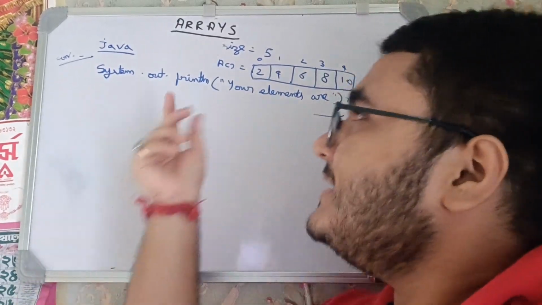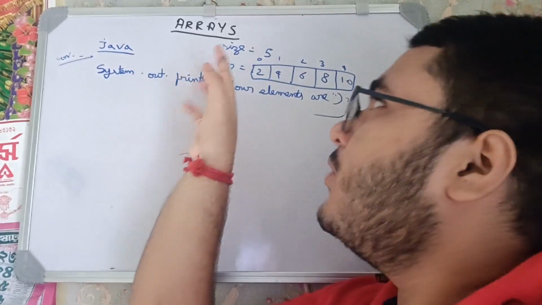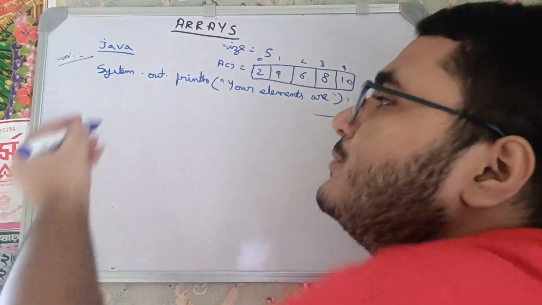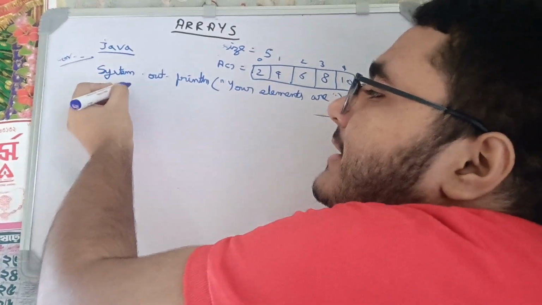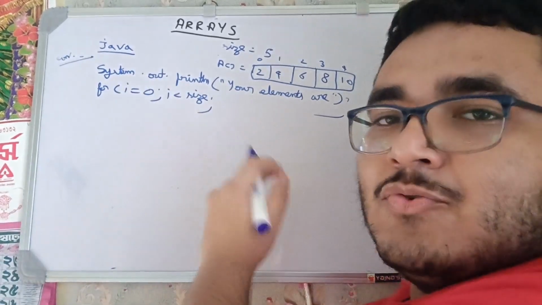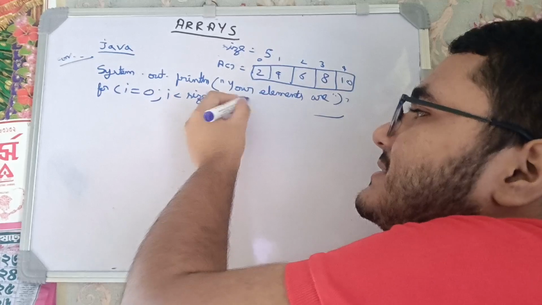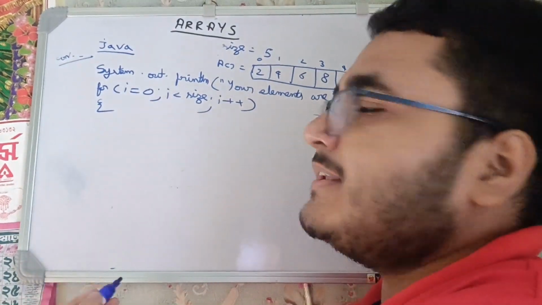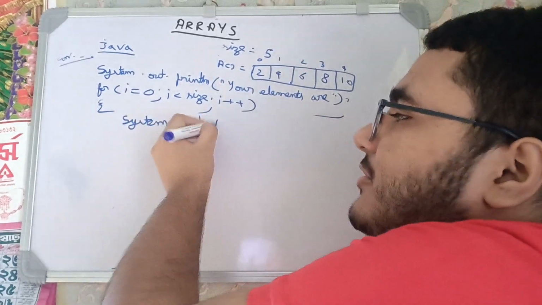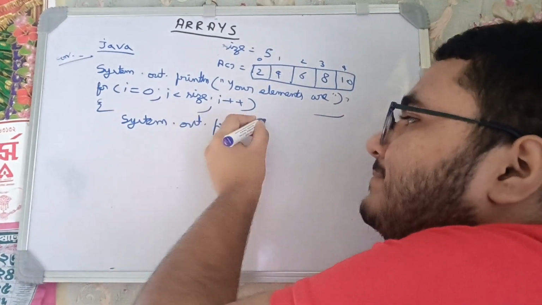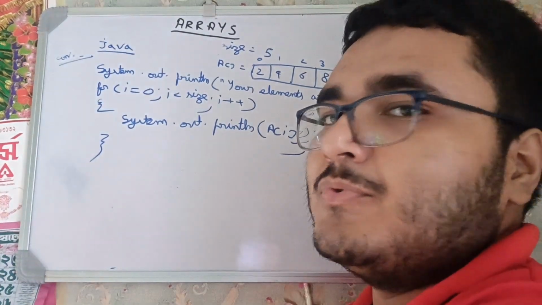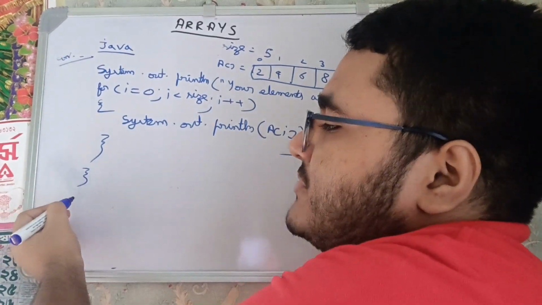So that means, if I am considering the size variable, whatever be the size, the loop will run up to size minus 1. It will start from 0 again. So the loop is going to start from 0: I is equal to 0, I less than size, right? Because it will go up to size minus 1, and I plus plus. Now simply display the values like this: System.out.println a of I. That's it. So closing of for loop, closing of main, and closing of class.